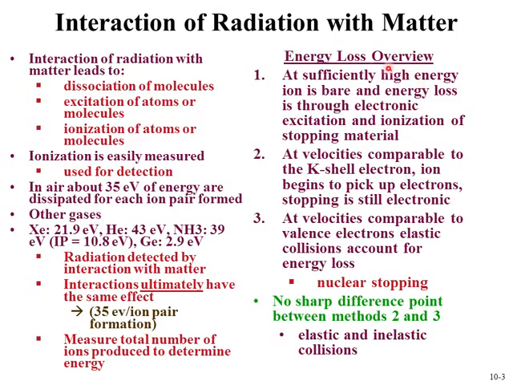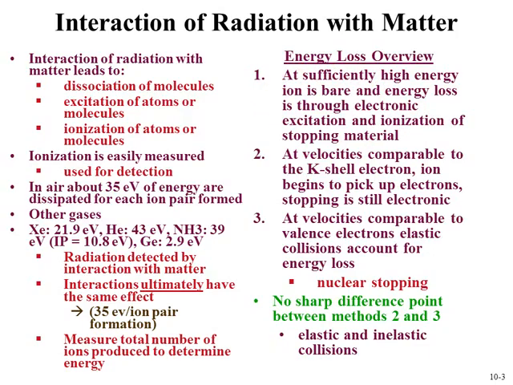So there are three commonalities with radiation interaction, and this overview provides these commonalities. At high enough energies, the ion is bare. So for instance, if it's an alpha particle or a proton, energy loss is through electronic excitation and ionization of stopping material. So if something is highly ionized and it goes through matter, it'll take off electrons from that matter.